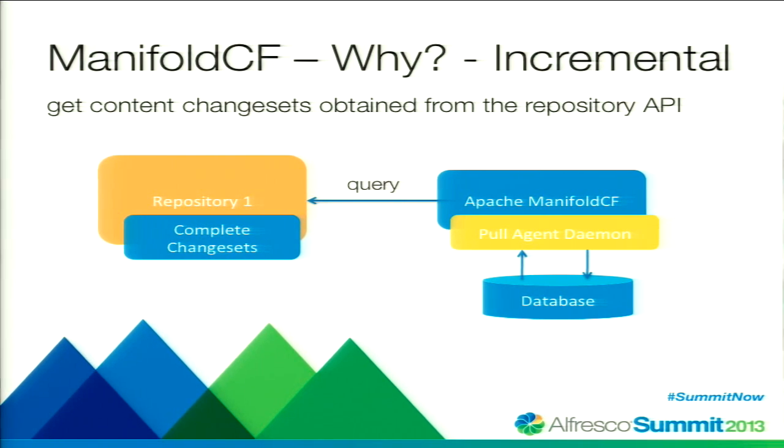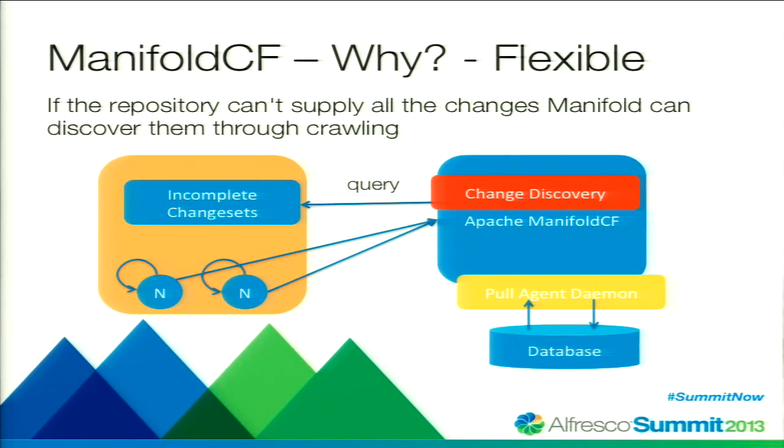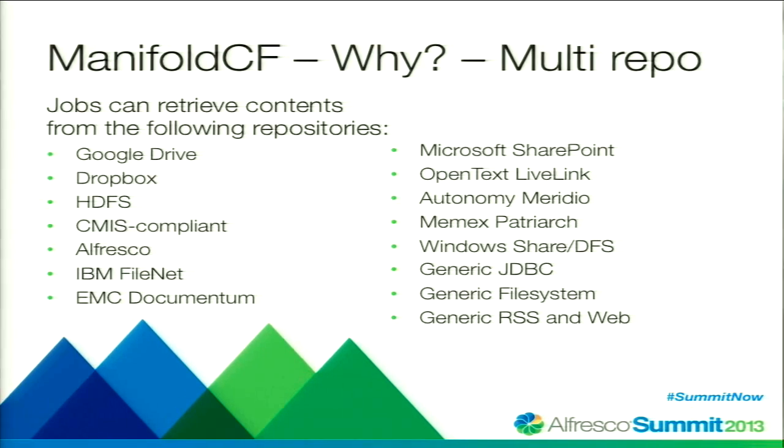We can configure Manifold to recrawl the same content or the same spaces inside Alfresco to get the new contents added in the space, for example. Another good point is flexibility, because Manifold also manages the versioning for content. So you can crawl the repositories and all the version history for the content. In this way, you can build your indexes and you can perform queries about all the versions of your contents.